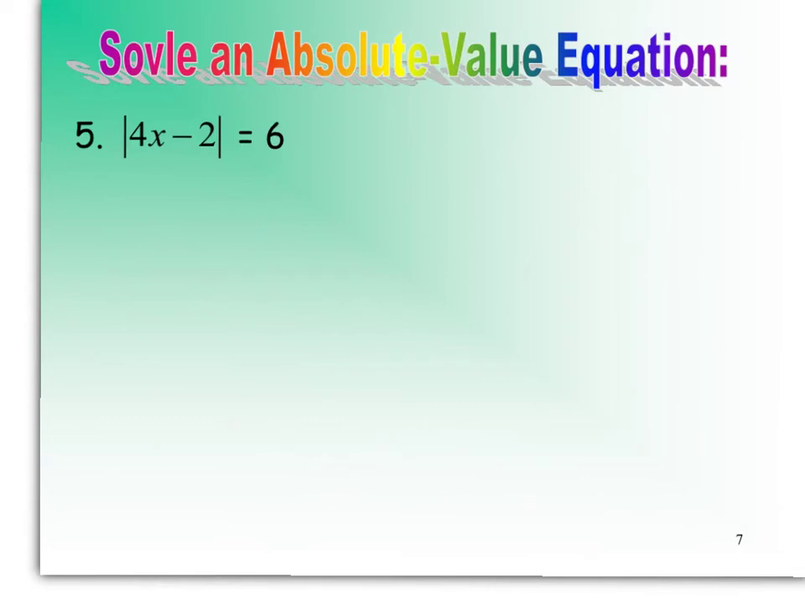The example we see here in number 5 is a little bit more complicated, but the way that we set it up and the procedure we follow is exactly the same as what we've done in the previous examples. So we're going to take the quantity inside the absolute value, 4x minus 2 equals 6. So we need to find what is the value for x that will make this quantity equal to a positive 6, or what is the value for x that will make this quantity 4x minus 2 equal to -6.